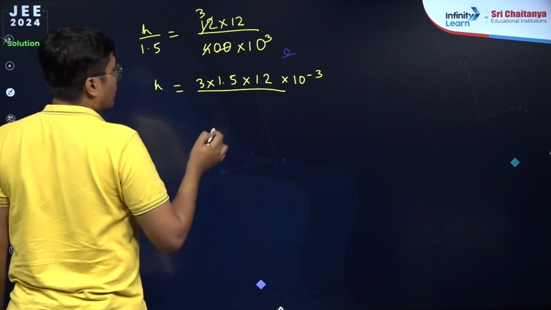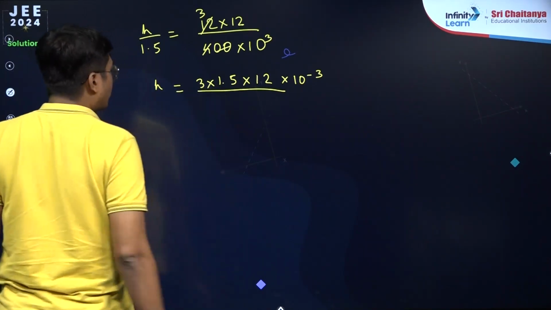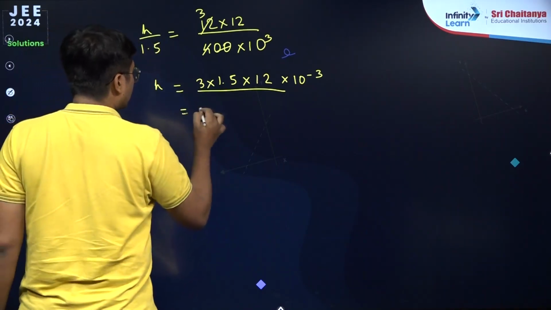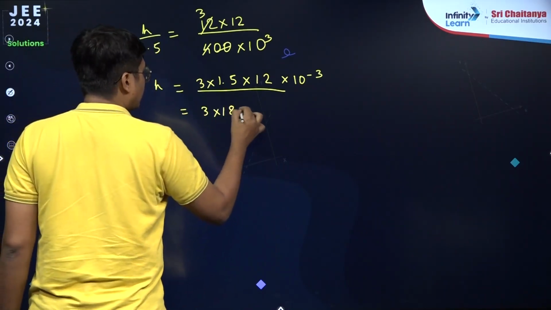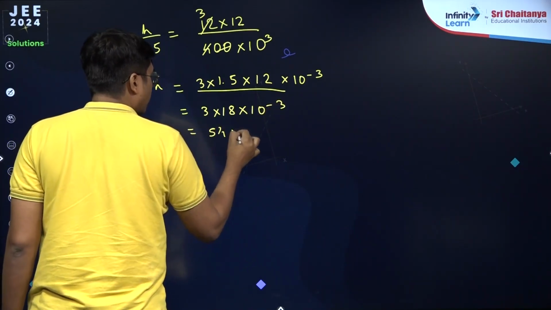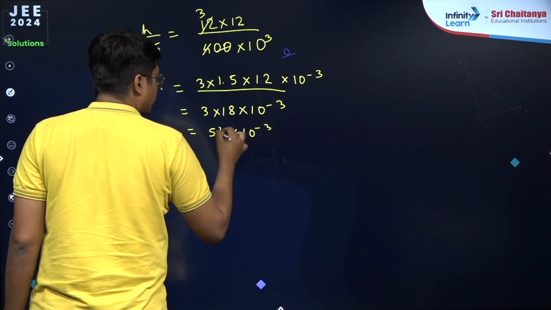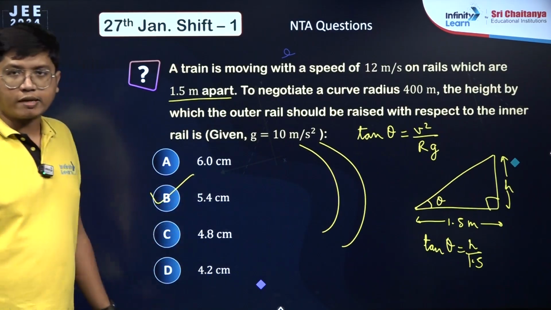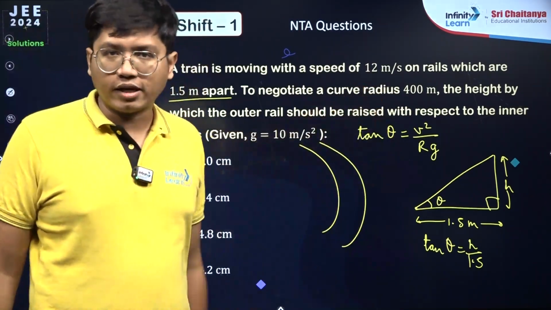We leave it at that. That makes it 1.5 into 12 will go with 18. So it is 3 into 18, 10 to the power minus 3. 3 into 18 is 54, 10 to the power minus 3. So our answer here is 5.4 centimeter. That is the height it is raised on the other end.